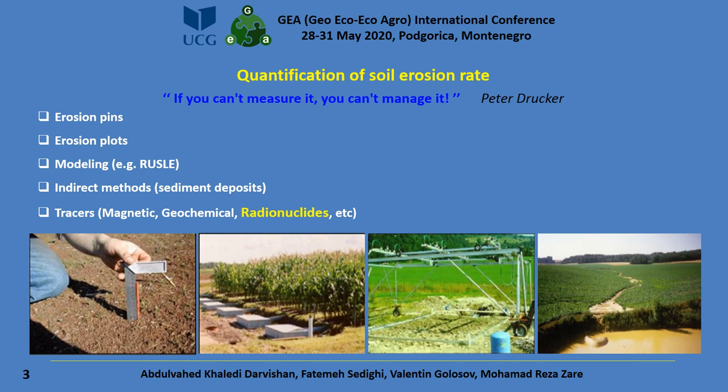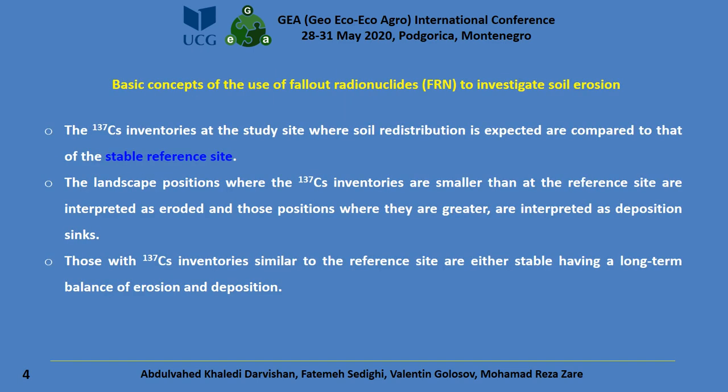The inadequate existence of radionuclides and the complexity of factors affecting the amount of these elements inside the soil are among the important limiting factors in the usage of these kinds of tracers in soil erosion studies. Cesium-137 and lead-210 are the most widely used radionuclides in soil erosion studies. But there are some basic concepts of the use of these elements to investigate soil erosion, which are listed here.